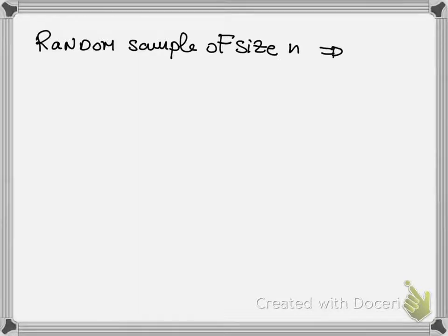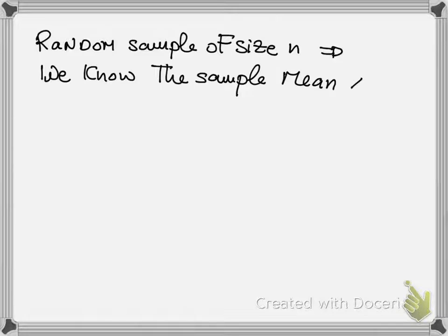Because you have this random sample of size n, we know x bar, the sample mean. Okay, so it's the sample mean. It's not the average of the entire population, but it's just the average of the sample, right? So we want to estimate the population mean mu, right?